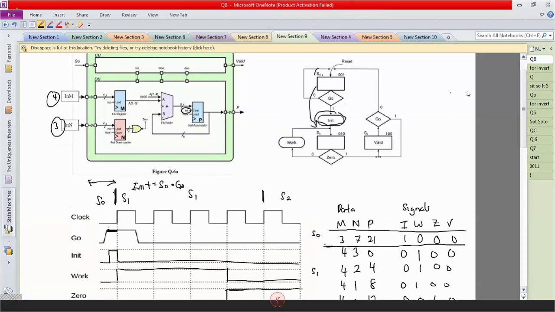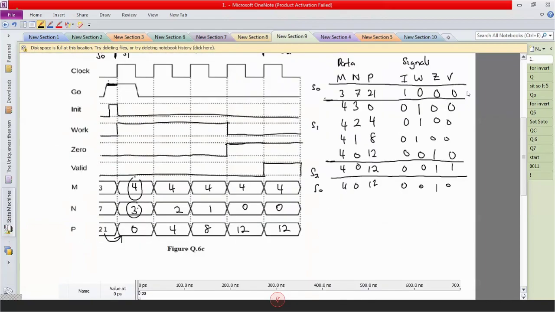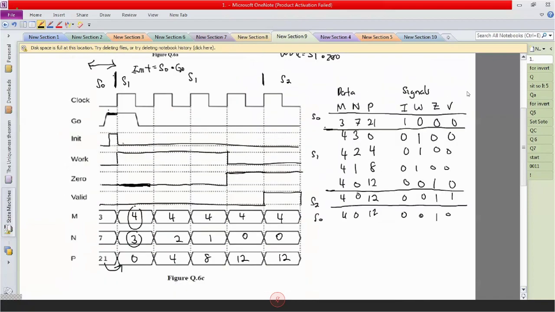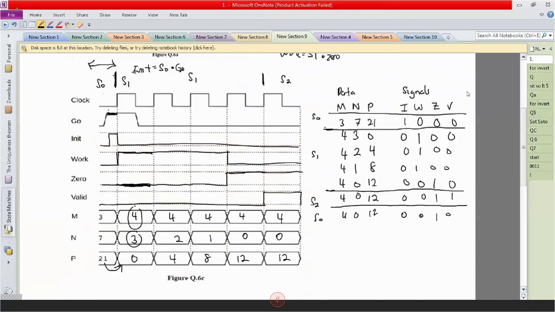And so the work here is the Mealy output, right? So it's equal to S1 dot 0 bar, and 0 bar is 0. You look at the n counter, right? Because n is not 0, so 0 is 0, it's not high, so the work has to go up. And then we know that n is going to decrement by 1 every clock cycle, so we just write 3, 2, 1, 0, 0 like that. So the 0 is going to be like this until here, then it goes high.